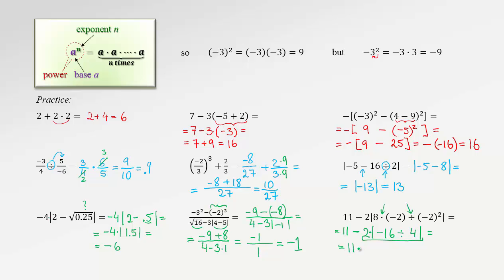So let's copy 11 minus, copy the 2, and inside the absolute value we have negative 16 divided by 4, so it's negative 4. Now it's time to drop absolute value and see what we have. So again, it's 11 minus 2 times positive 4. Absolute value of negative 4 is positive 4. And finally, between the subtraction and multiplication, we need to perform multiplication first. So copy the 11 and subtract 2 times 4, which is 8. Therefore, 11 minus 8 is 3. Final answer. Here we go. I hope you've got 3 as well.